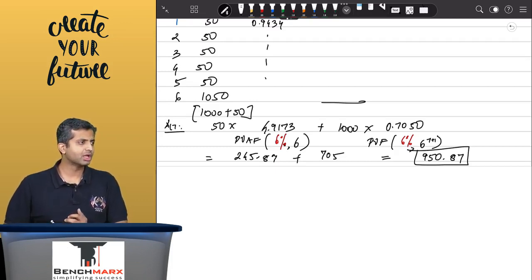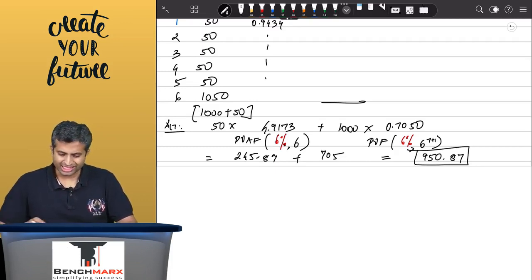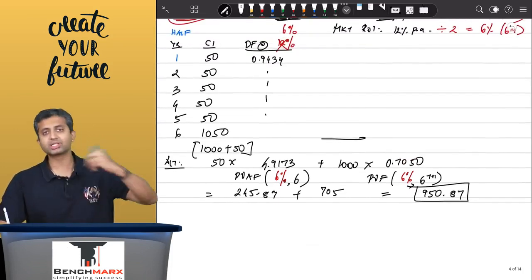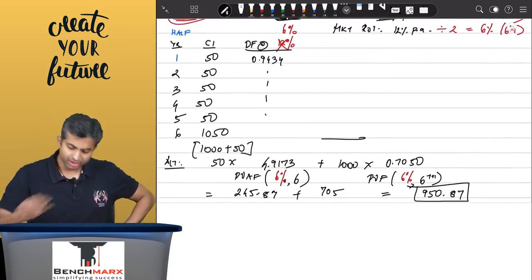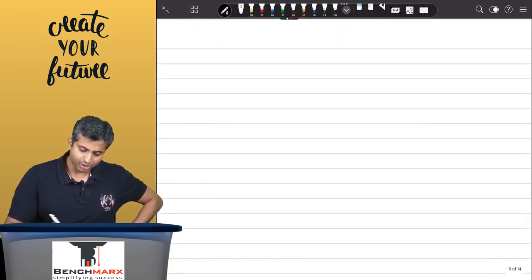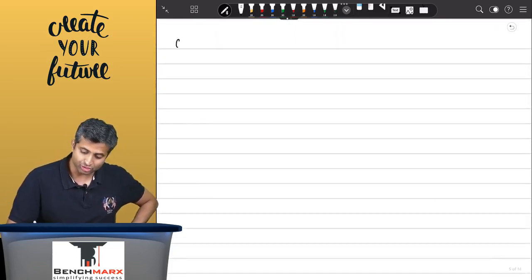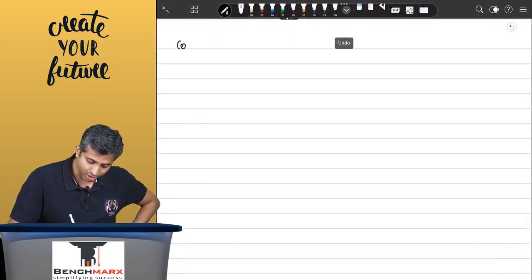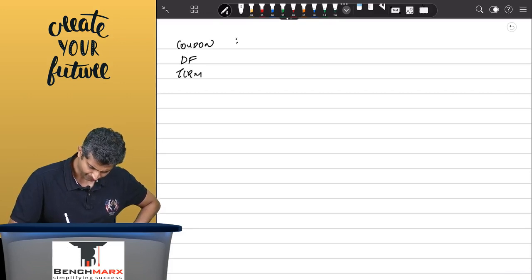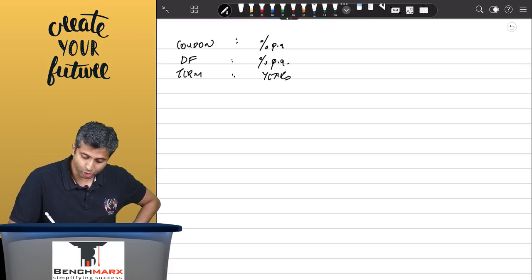Are we clear with this? Okay, so as expected, the value is lower. Sir, but this is half yearly. What if this is quarterly? Well, the functions will remain the same. When you look at, there are 3 essential features in a bond, right? So there is the coupon, there is the discount factor, and then there is the term or the tenure. So whatever is a coupon, let's say whatever percentage per annum, discount factor whatever percentage per annum, and the term is in years.